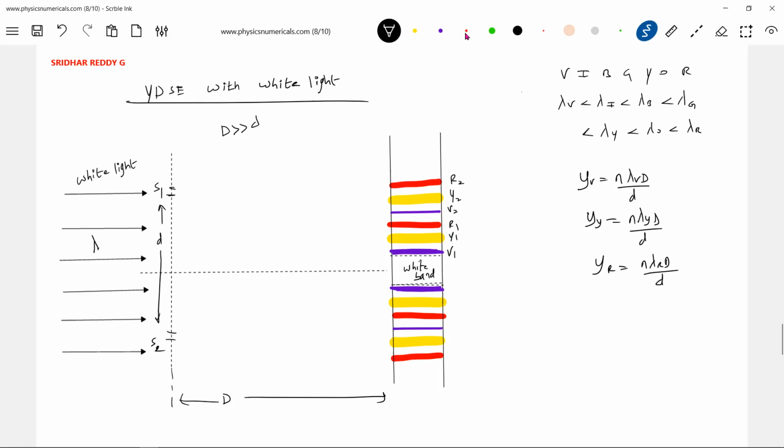So like this, what happened? When white light is incident on a slit, if it illuminates the slit, we'll get a color pattern on the screen and the central white band. This is called the central white band. It will be formed on the axis, and the colored pattern will be on either side. So first order rainbow, second order rainbow. We can call this first order, second order, third order rainbow formed on the screen.